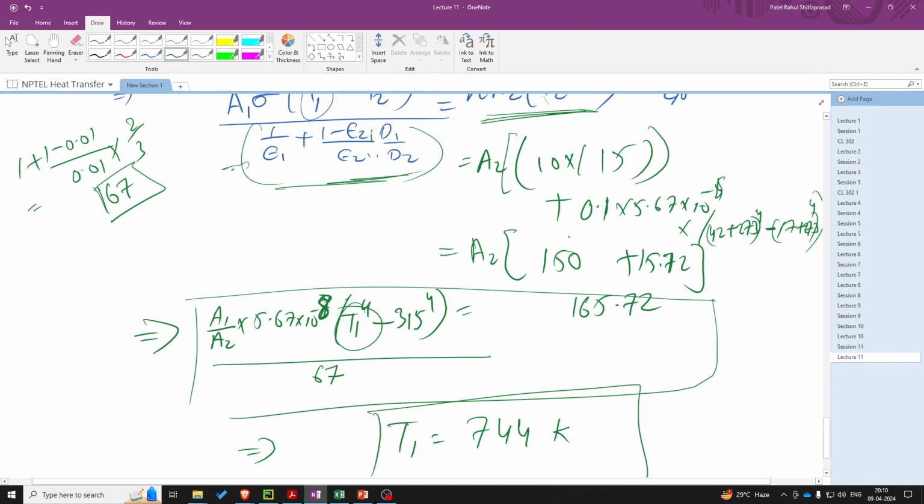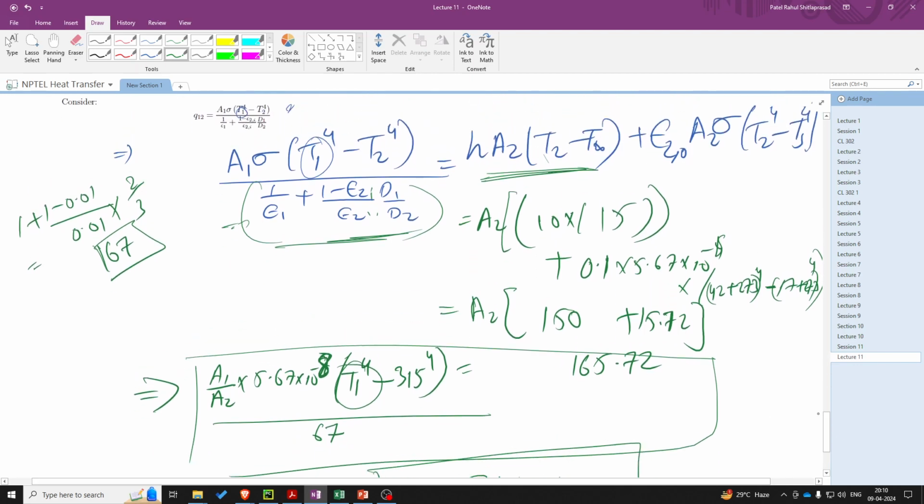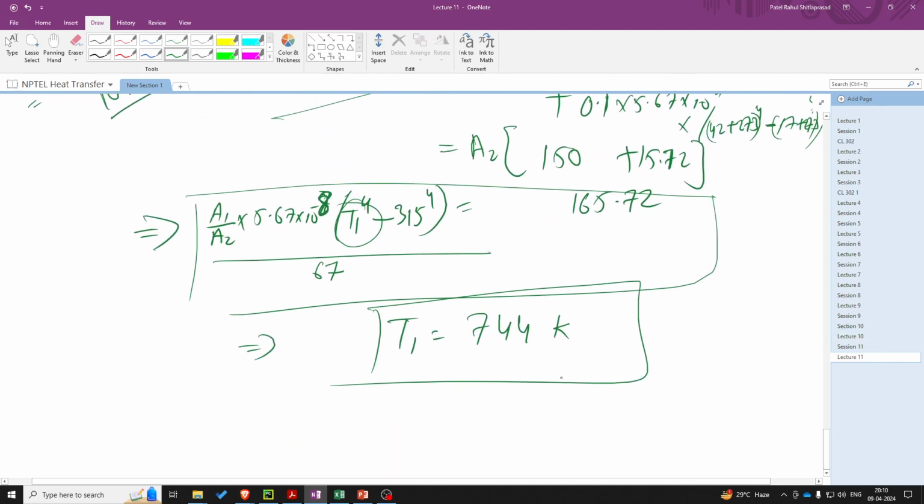Kelvin. I might have made some calculation mistake over here, but if you just use this formula, the final answer should come around 744 Kelvin. So again, as in the previous question and in this question, we used basically the energy balance along with this radiation heat exchange in order to find the temperature of whatever systems we were given.